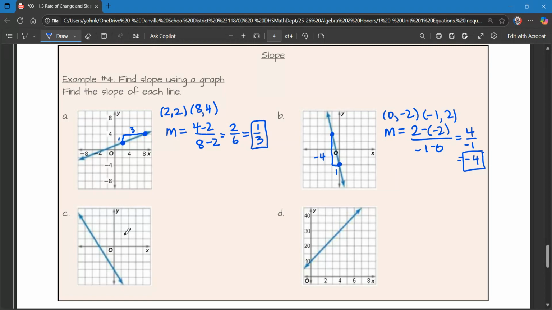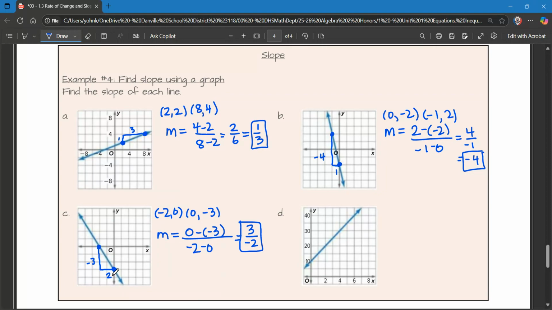All right, letter C, if I pick some points, (-2, 0) looks like a good dot, and (0, -3) looks like a good dot. So if I do my formula, 0 minus a -3 in the numerator, -2 minus 0 in the denominator, that gives me 3 over -2. Negative number, my line goes down, I'm good. You could have also said down 1, down 2, down 3, that's -3, right 1, right 2, that's 2.